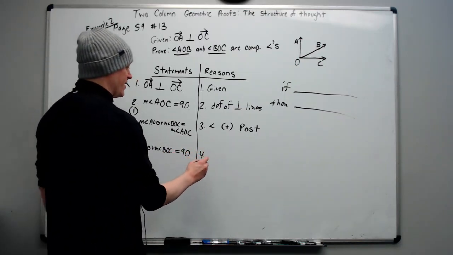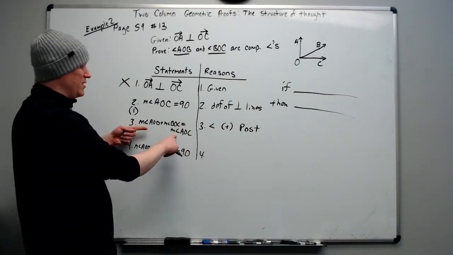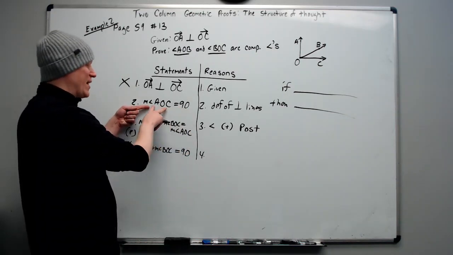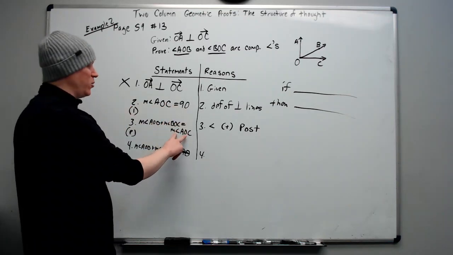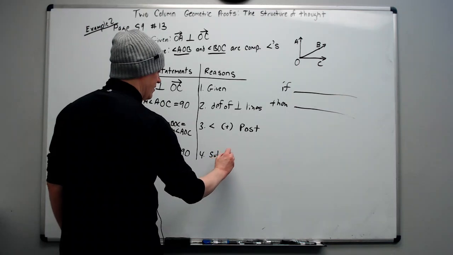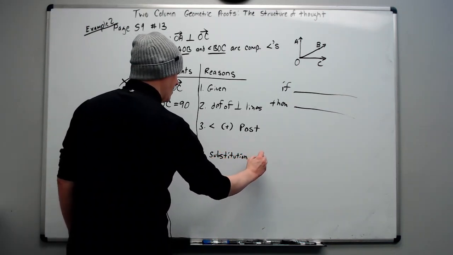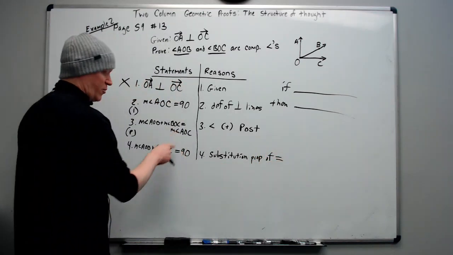And you would call this what? What did we do? We replaced something. This is the replacement equation. We replaced it with what that thing was equal to. It was equal to 90. So we're going to call it substitution property of equality because we're using equal signs.